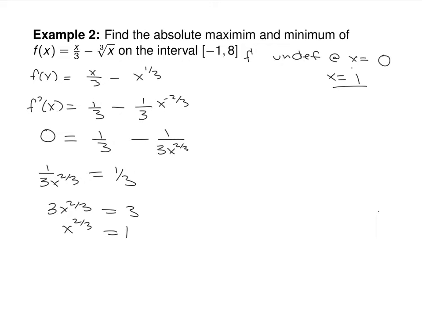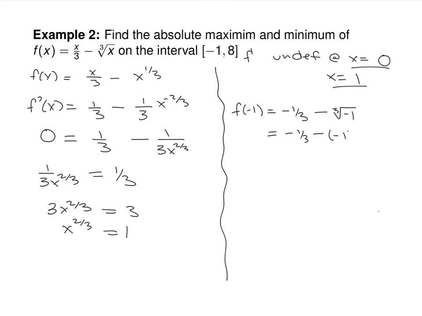So are both of those numbers within your interval? From -1 to 8? Yes, okay. So then we must find f of -1, f of 0, f of 1, and f of 8. Okay, so -1/3 minus the cube root of -1. Can you cube root negatives? Yes, what's the cube root of -1? -1. So this is -1/3 minus -1. So f of -1 is 2/3.